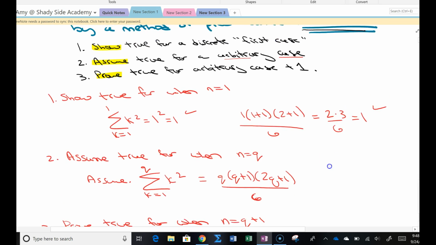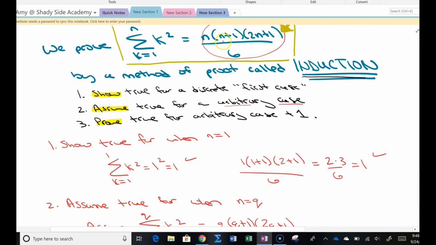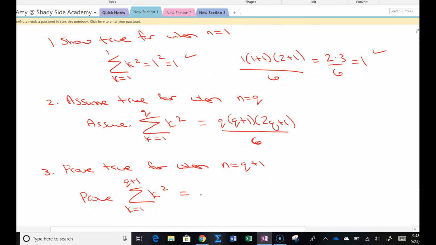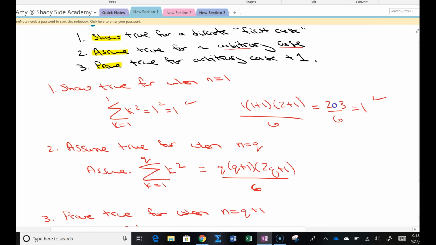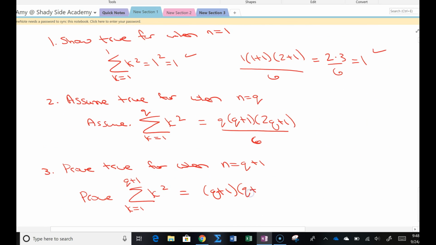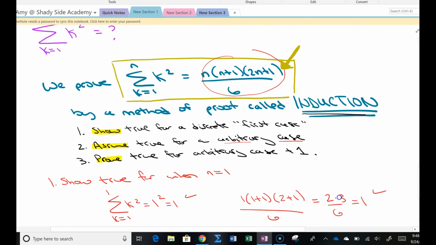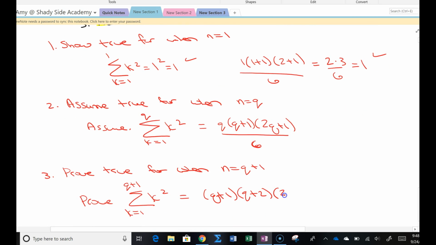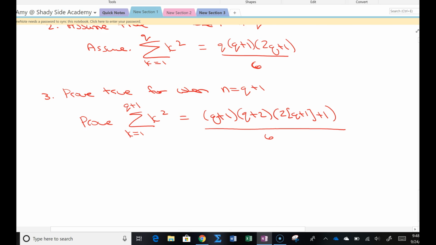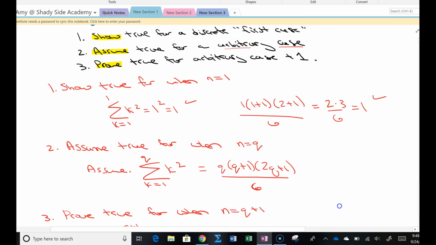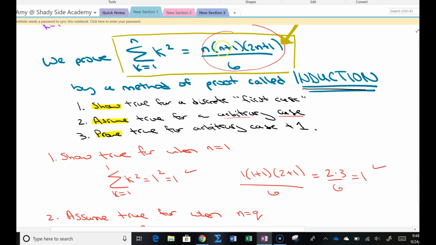I have to prove that this will equal, be careful, I'm plugging q plus 1 in for n. So it's going to be q plus 1 times q plus 2 times 2 times q plus 1 plus 1, so 2 times q plus 1 plus 1, all over 6, okay? So this is the proof. This is what I have to prove. Be careful again. Notice how my upper limit of summation, this q plus 1, has to be subbed in for n here, okay? n, n, and n.